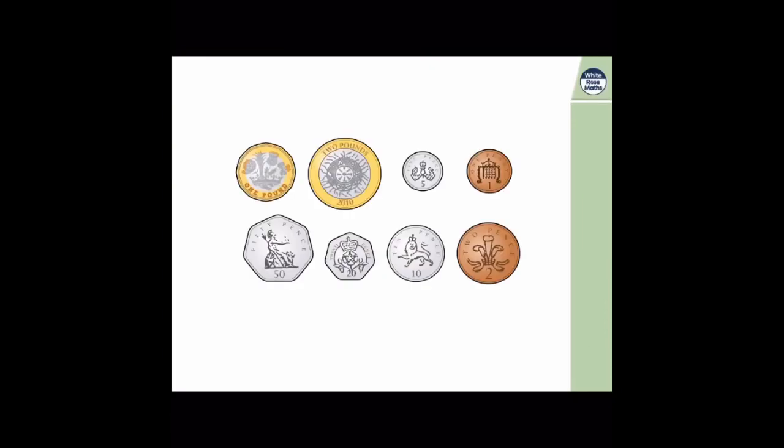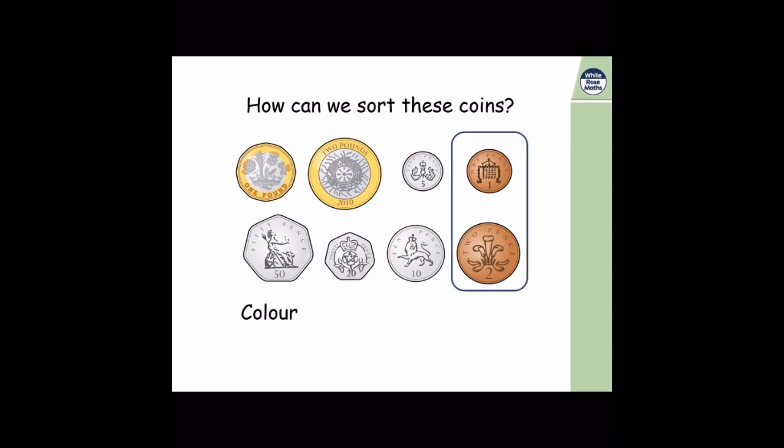Let's take a deeper look at these coins. How can we sort these coins? There's a variety of ways, isn't there? We could start by looking at the color. Some of them have two colors. Some of them are silver. These two are copper.